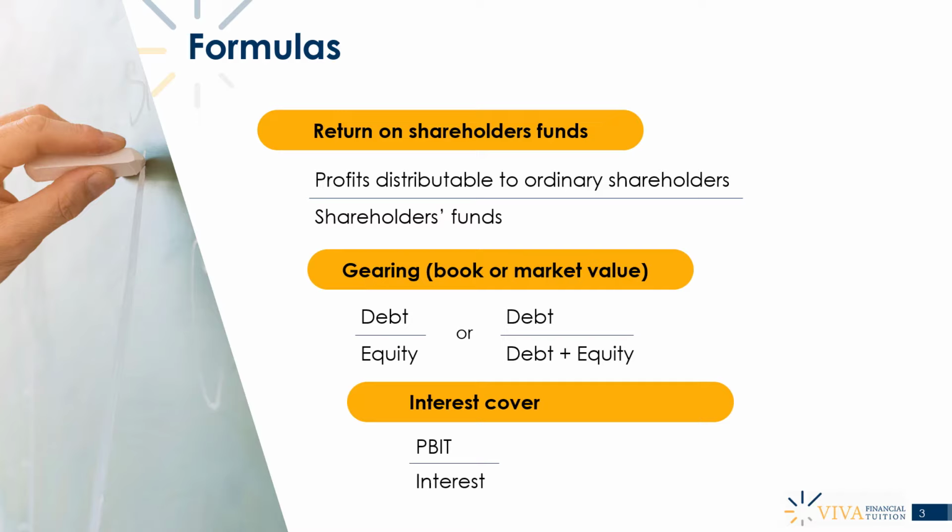And the other formula you need to know is interest cover. This is your profit before interest and tax over your interest. The reason it's PBIT, profit before interest and tax, is that that is the level of profit out of which you pay your interest bill. So those are the formulas. Let's see how they get tested.